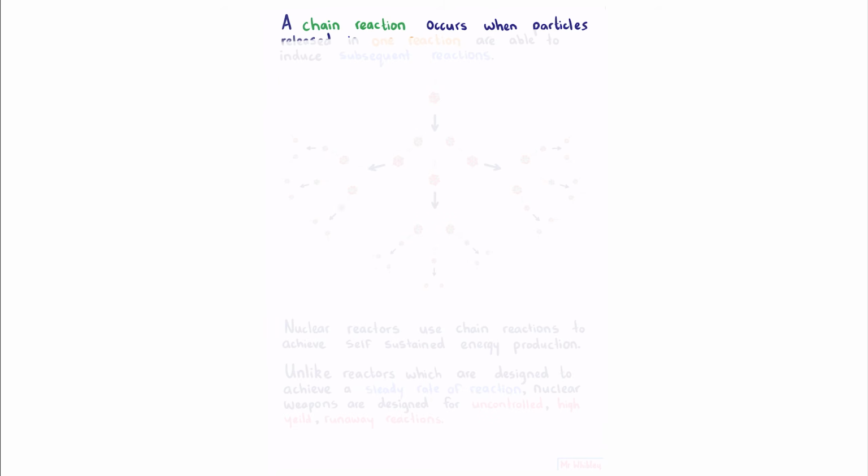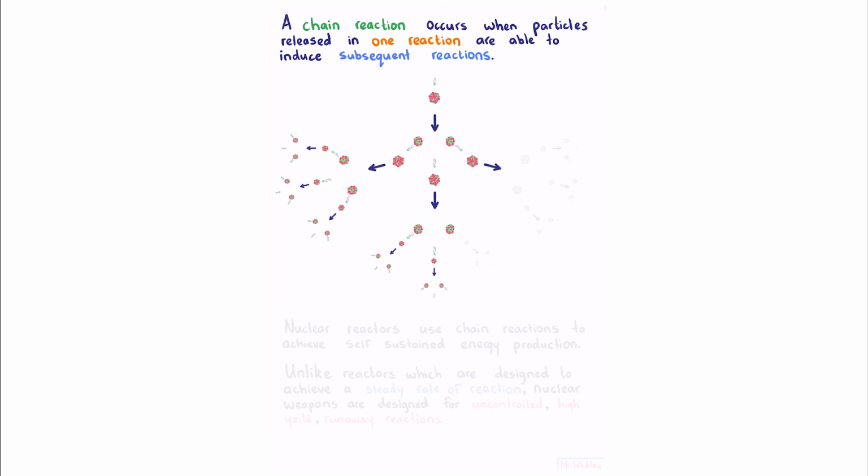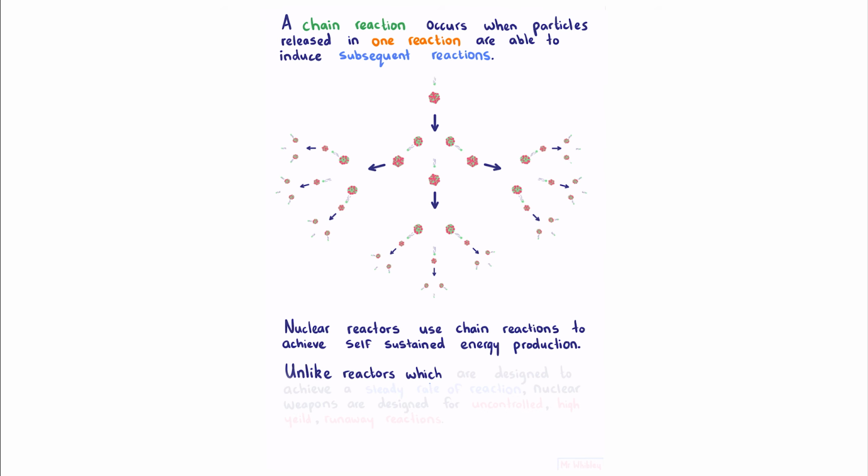A chain reaction occurs when particles released in one reaction are able to induce subsequent reactions. Nuclear reactors use chain reactions to achieve self-sustained energy production. Unlike reactors, which are designed to achieve a steady rate of reaction, nuclear weapons are designed for uncontrolled, high-yield runaway reactions.